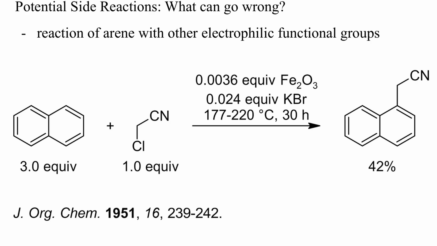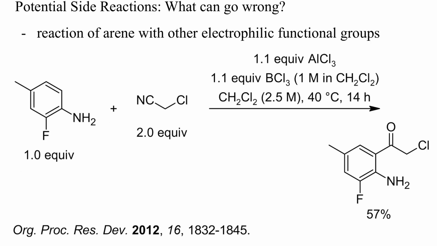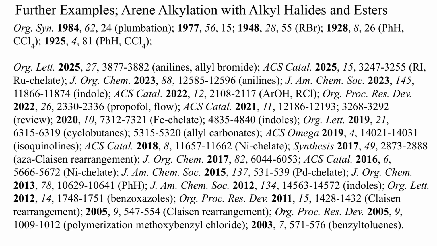In this example, naphthalene was alkylated by heating with chloroacetonitrile and catalytic ferric oxide and potassium bromide. When a 2-fluorotoluidine was treated with an excess of chloroacetonitrile, aluminum chloride, and boron trichloride, however, the main product was the ortho-acylated aniline.